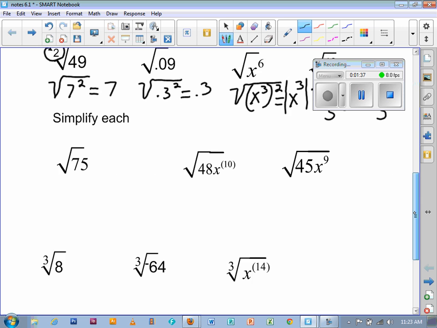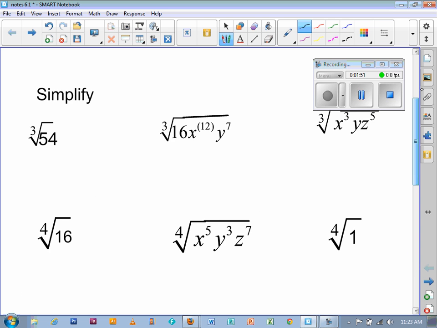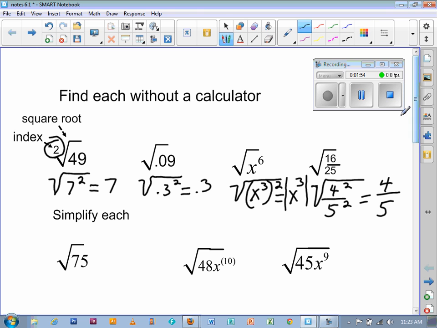And one little set of rules you can use is at the bottom of your notes here. It says right here that any problem that has an even index and an odd exponent outside the radical sign requires an absolute value. And that's what we have here. If you go back to the top here, we have an even index 2, and then when we bring it out front, it turns into an odd exponent. And the reason for this is we want it to be positive. And of course, if we put a negative in here, it could be a negative answer. So the absolute value keeps it positive. And then the perfect square fraction is simply the square root of 4 squared over 5 squared, which is 4/5.